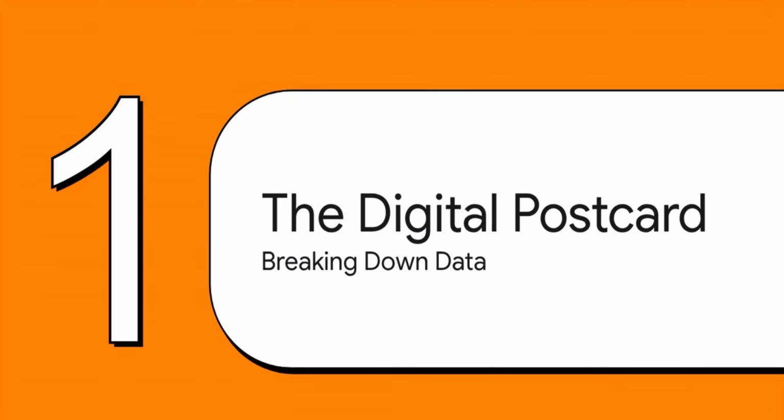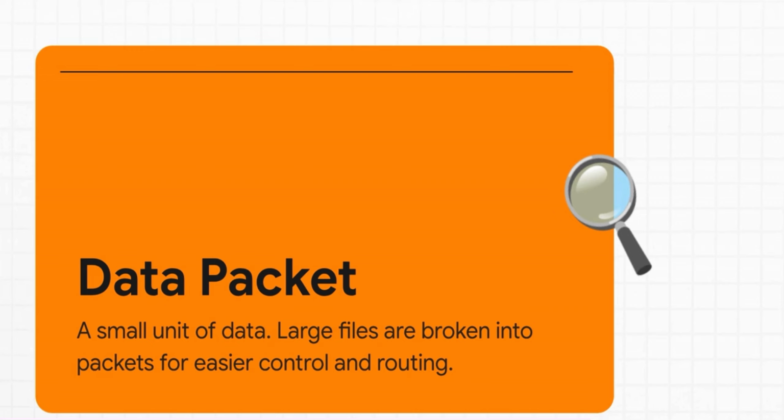Well, the very first thing your computer does is it basically turns into a digital post office. It takes that big photo file and in a flash chops it up into thousands of tiny, easy-to-handle pieces. And these little pieces, they're the heroes of our story. They're called data packets.